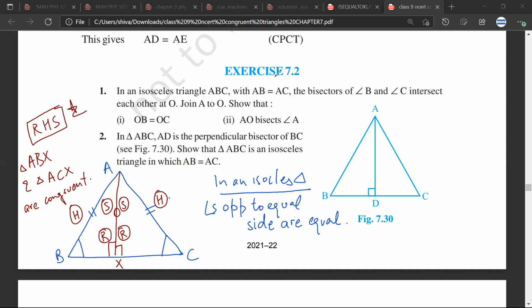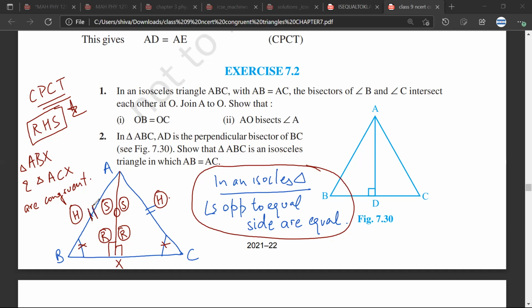So now when RHS is okay and these two triangles are congruent, therefore this angle would be equal to this angle. Is it okay? CPCT? Yes, sir. So now what I have been able to prove is that in an isosceles triangle, when two sides are equal, the angles opposite to the equal sides are also equal. Sarthak, have you understood this?